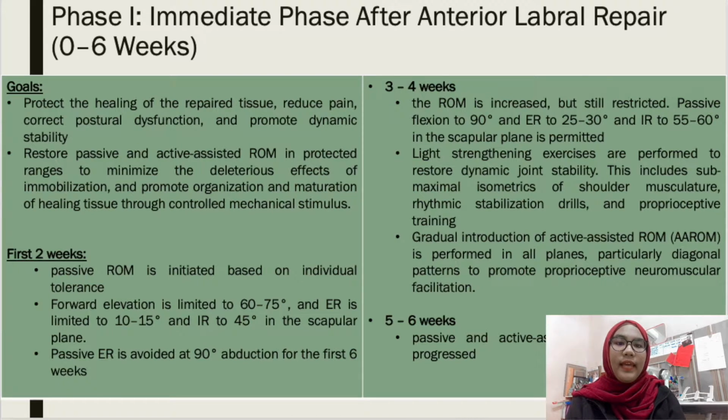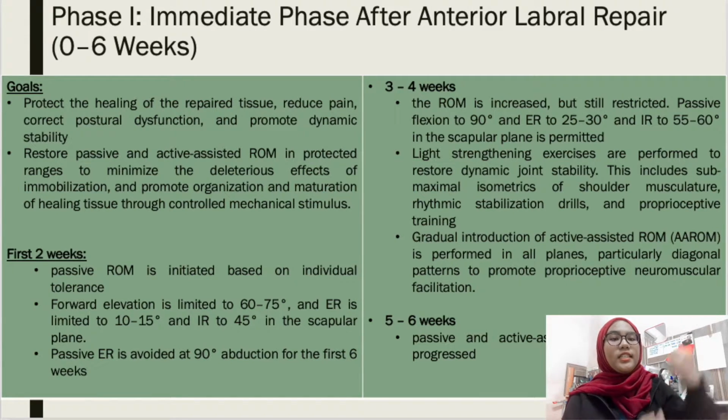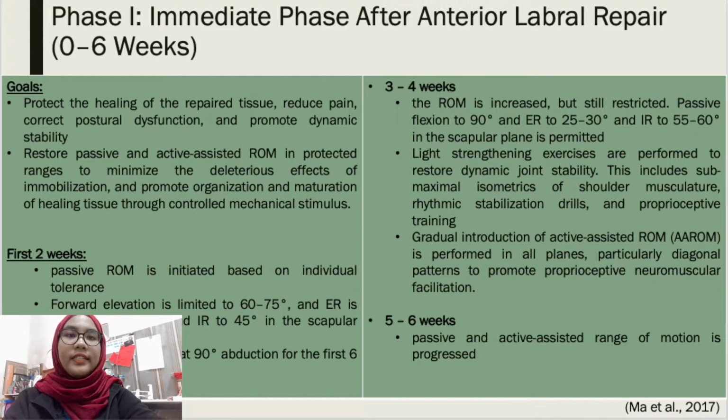The passive shoulder flexion can be limited to 60 to 75 degrees, external rotation limited to 10 to 15 degrees, and internal rotation limited to 45 degrees. In this phase, passive external rotation in shoulder abduction 90 degrees needs to be avoided. In the 3rd to 4th week of this phase, the ROM can be increased, with the passive flexion limited to 90 degrees, external rotation from 25 to 30 degrees, and internal rotation from 15 to 60 degrees.